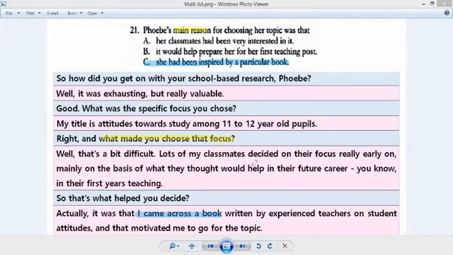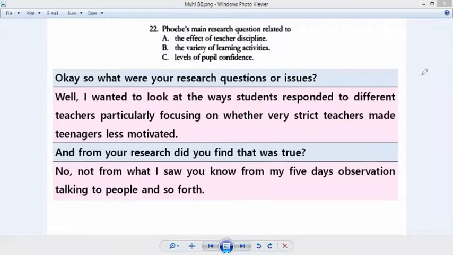Let's go ahead and mark these traps. My classmates decided their focus early on. All right. And the other trap, their first year's teaching. Okay, so really listen for the meaning. Don't just listen for keywords. Listen for the meaning. You're listening for the main reason. Listen for the meaning.